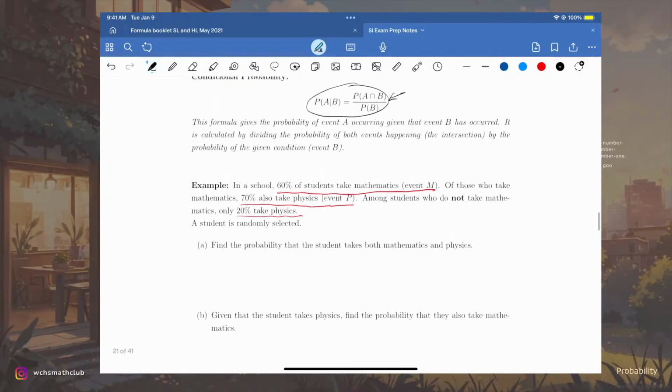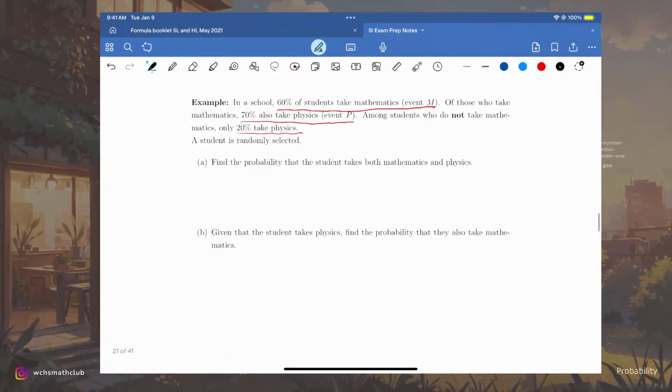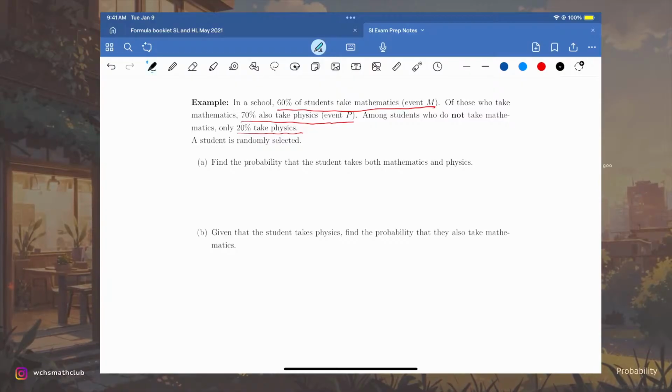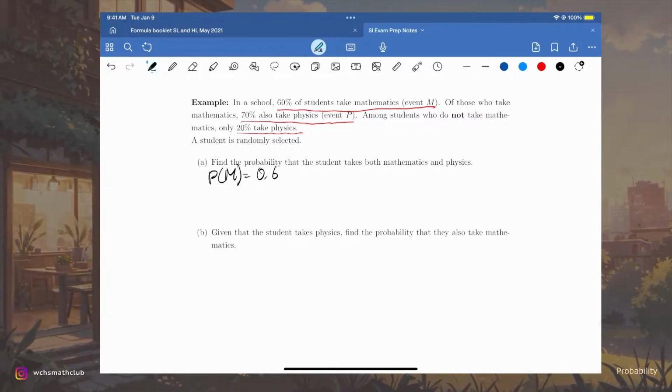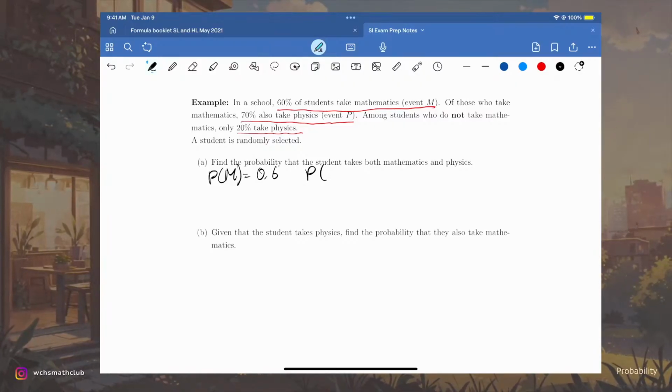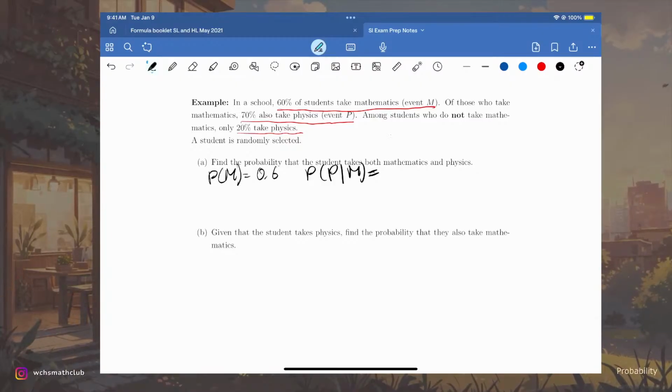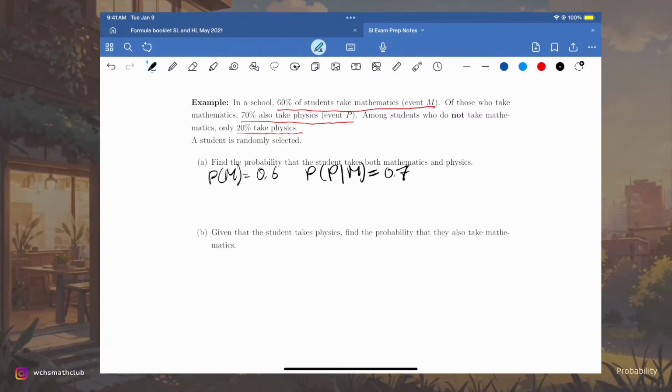So, the first thing to do here is translate all of this into words. First of all, 60% of students take math. That's just P of M is equal to 0.6, or 60%. Of those who take mathematics, 70% also take physics. So, the probability that a student takes physics, given that they take math, is equal to 0.7.